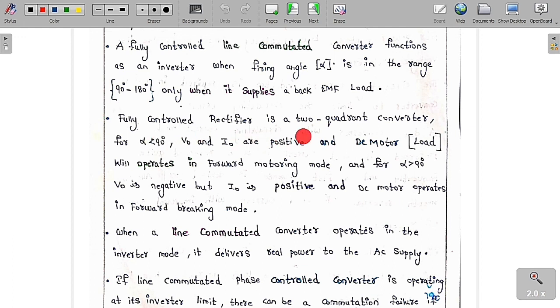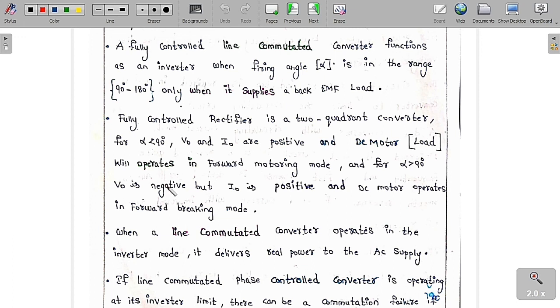A fully controlled rectifier is a two-quadrant converter. For alpha less than 90, V0 and I0 are positive, and the DC motor load will operate in the forward motoring mode. And for alpha greater than 90, V0 is negative but I0 is positive, and the DC motor operates in forward braking mode. So here, what I am trying to say is very simple.